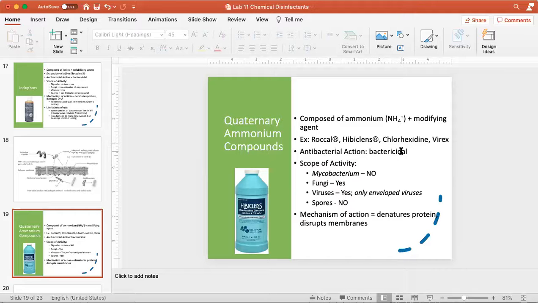The other thing to remember is that in human medicine, humans get enveloped viruses, right? Remember from our virology lecture that most animal viruses are enveloped viruses. It's the plant viruses that tend to be what we call naked viruses. So Hibiclens and other quaternary ammonium compounds only work against enveloped viruses, but that's okay because that's the kind of viruses we get as humans. We're just animals, so it works pretty well for us.